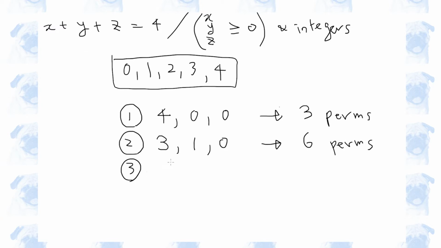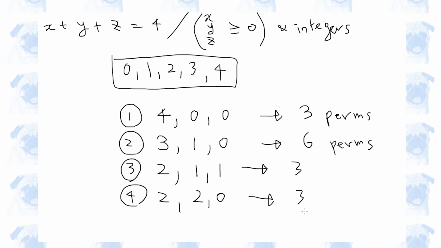Third, if one of the variables is 2, then the remaining 2 numbers must be either 1, 1 or 2, 0. So there are 3 permutations, another 3 permutations. And since there are no other possible combinations, we only need to add these numbers up. So the answer is 15.